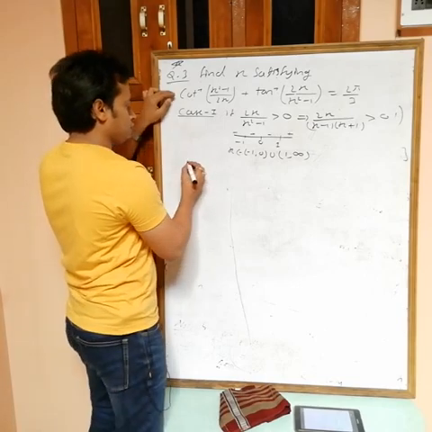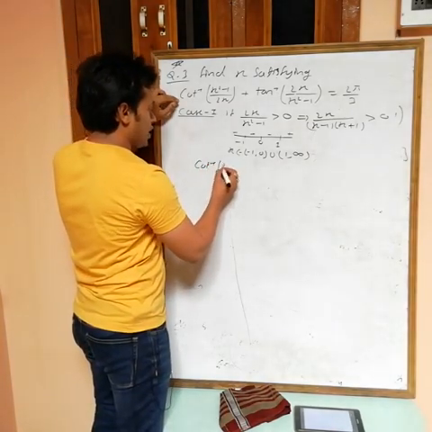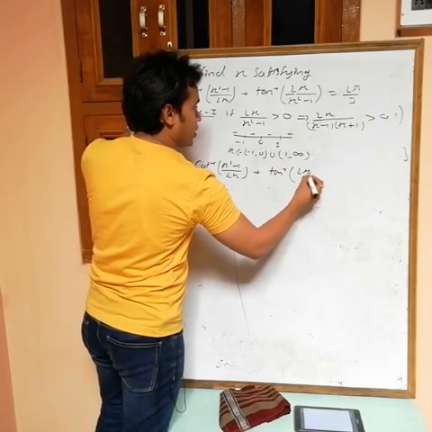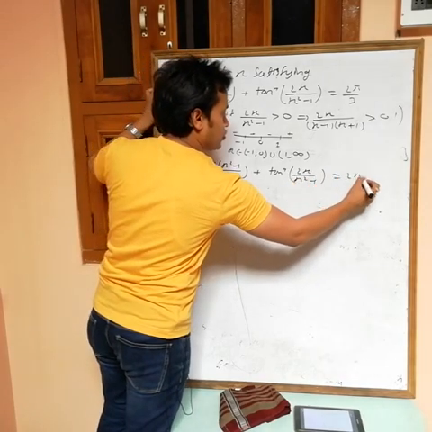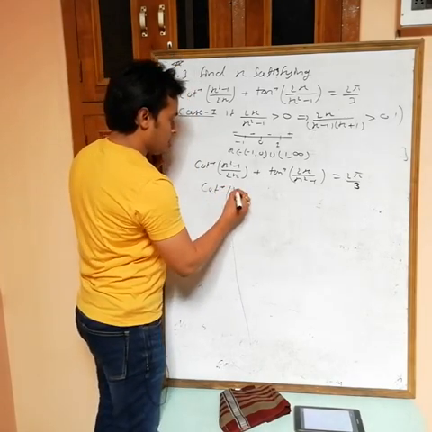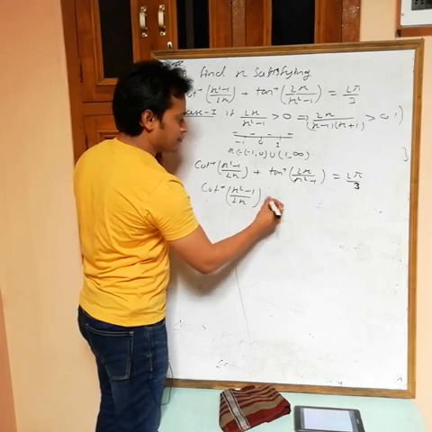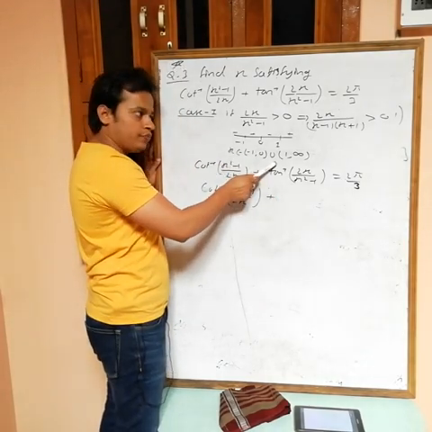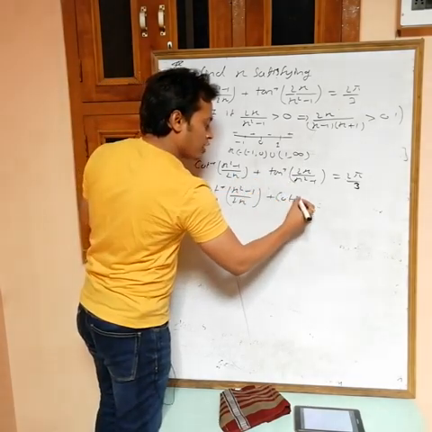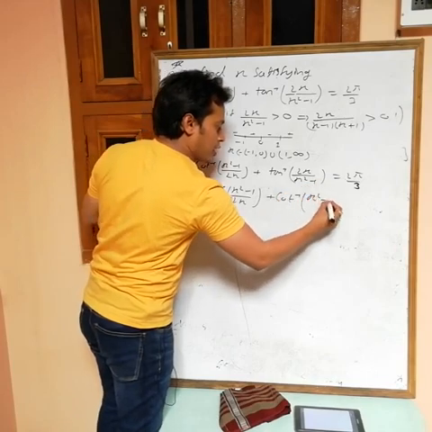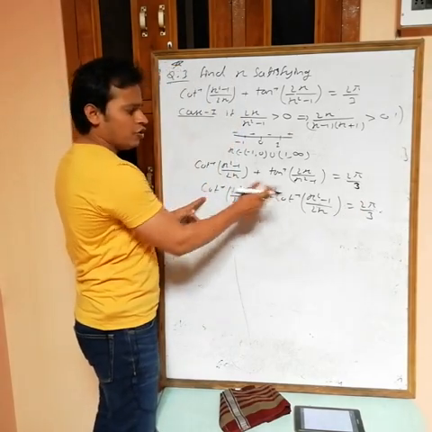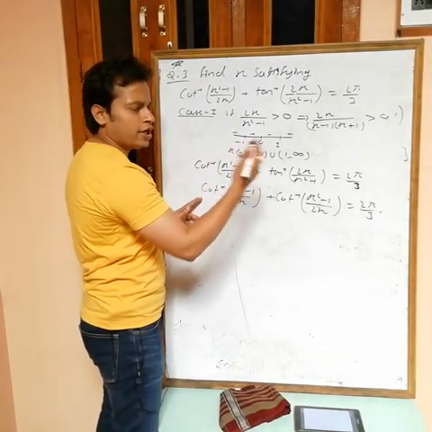Now see, cot inverse (x square minus 1) by 2x plus tan inverse 2x by (x square minus 1) equals 2 pi by 3. Cot inverse (x square minus 1) by 2x. If x belongs to this, then this value is positive, and then tan inverse 1 by x is cot inverse x. It means the opposite of this one, (x square minus 1) by 2x. Okay, both are the same thing. 2 cot inverse x equals 2 pi by 3.